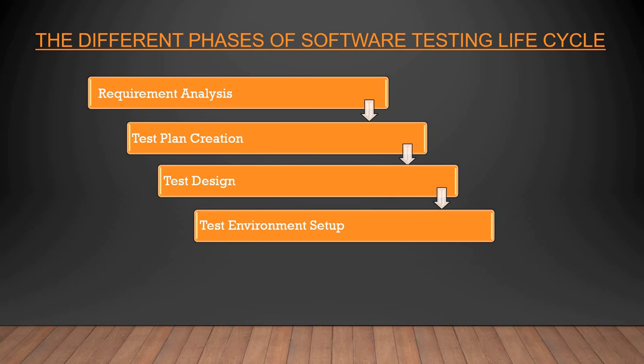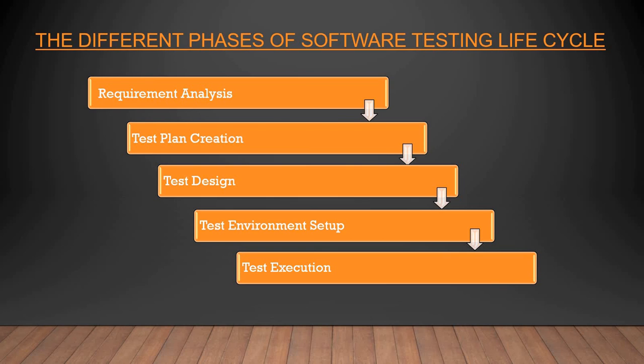So the entry criteria of this phase is test plan, smoke test cases, test data. Deliverables is test environment, smoke test results. Next one is test execution.